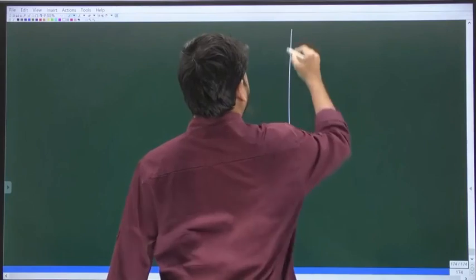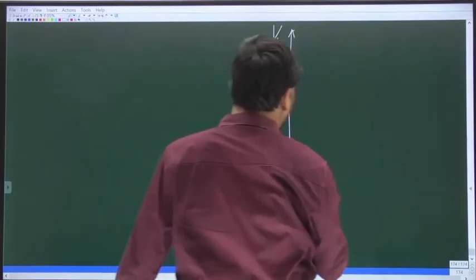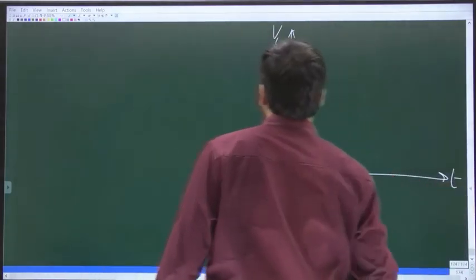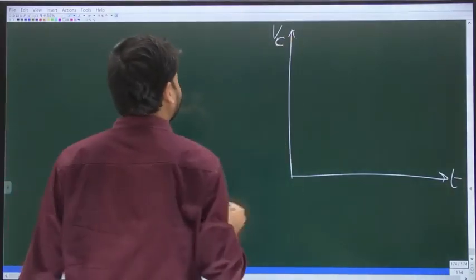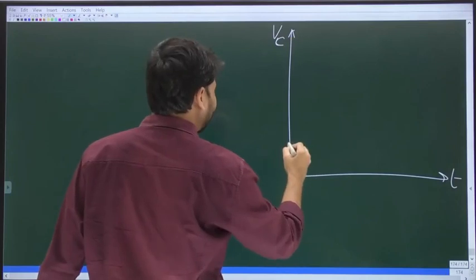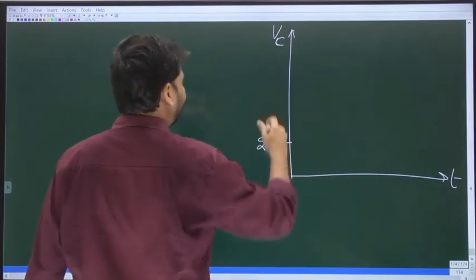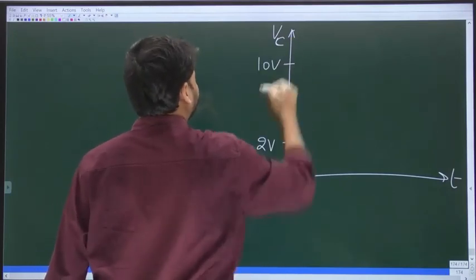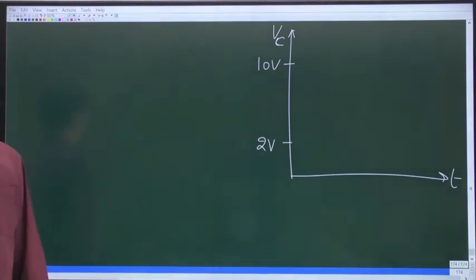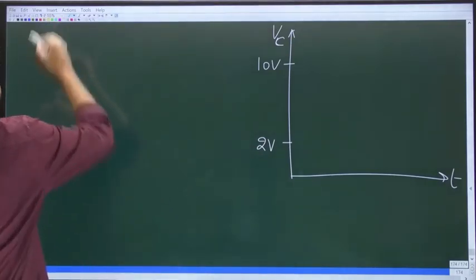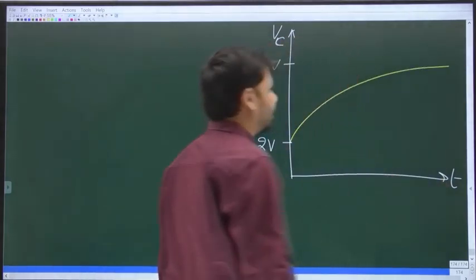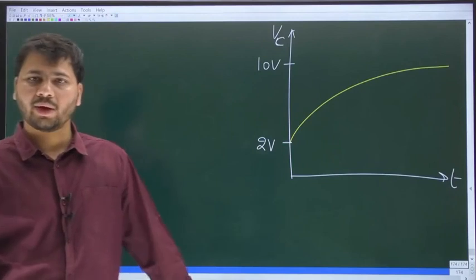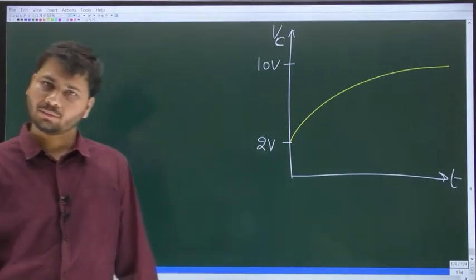So what is going to happen if you plot VC versus t? What is the initial value of VC? It is 2 volts, and finally VC will reach 10 volts. Yes. And how does it go from 2 to 10? Again it will exponentially increase from 2 to 10. That's all. You understood? Yes.